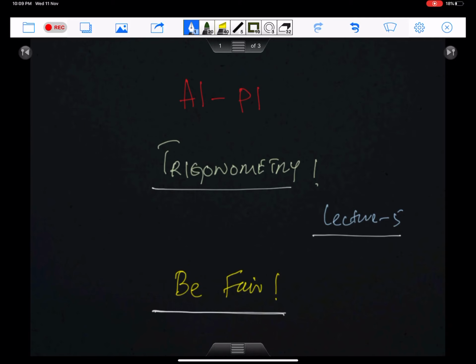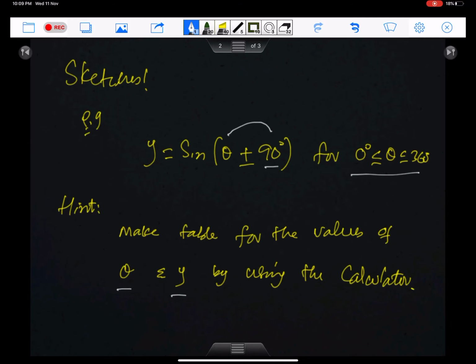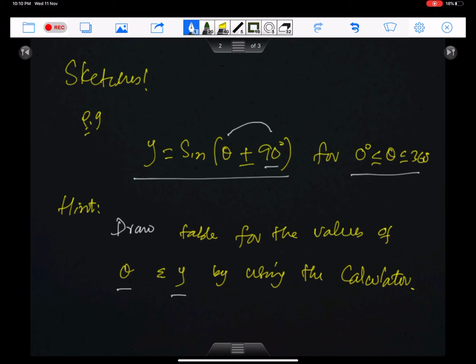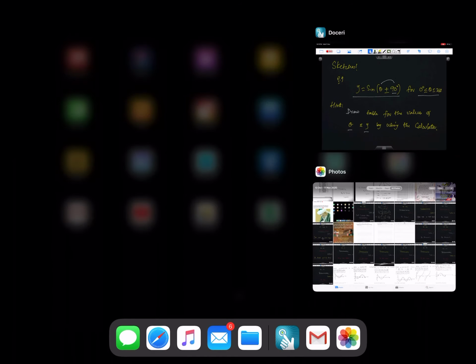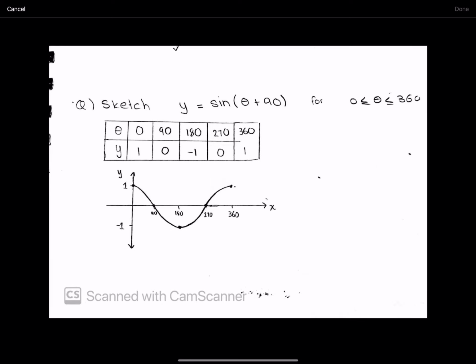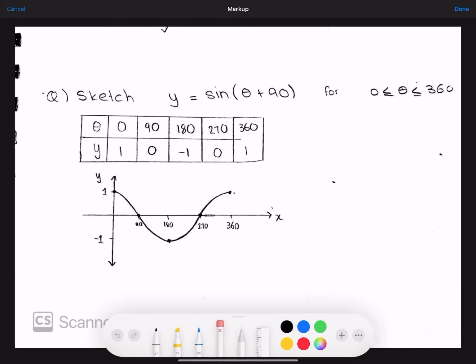Lecture 5, Trigonometry. In this lecture I will discuss the sketches of these types, and this is the hint. Draw the table for the values of theta and y by using the calculator. Now, sketch number 1. In this sketch, we have to sketch this function, sine of theta plus 90, for this domain.